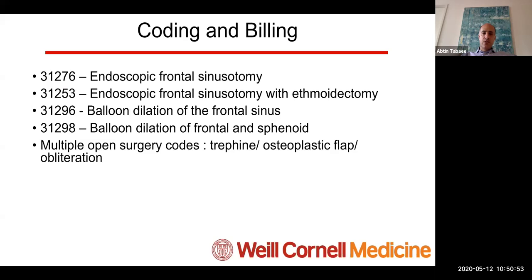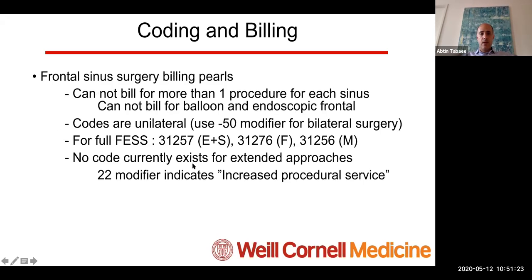These are the frontal sinus surgery codes that are out there. If it's a standalone frontal sinus surgery or frontal sinusotomy, it's 31276. If you're doing this with ethmoidectomy, it's 31253. If you're doing a standalone balloon dilation, then it's 31296. If you're doing a balloon of both the frontal and the sphenoid, it's 31298. The balloon codes are the same for office or operative use. There are also several different open surgery codes. There's a code for doing a trephine, for osteoplastic flap, and obliteration.